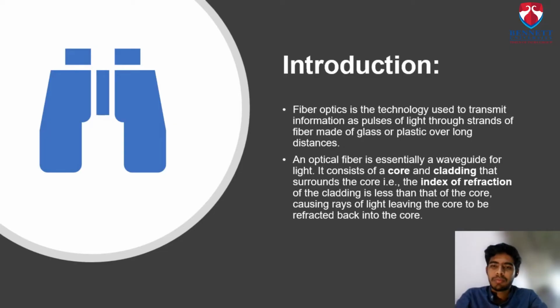What comes to your mind when you hear about fiber optics? We know that fiber optics is the technology used for transmitting information as pulses of light through strands of fiber made of glass or plastic over long distances. An optical fiber is essentially a waveguide for light. It consists of a core and cladding that surrounds the core, where the index of refraction of the cladding is less than that of the core, which causes the rays of light that leave the core to be refracted back into the core.